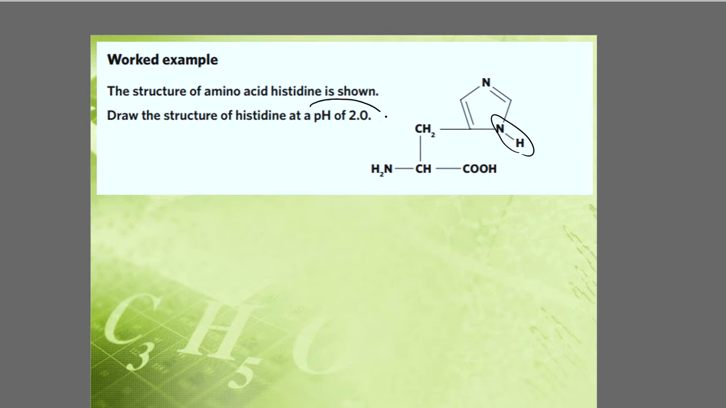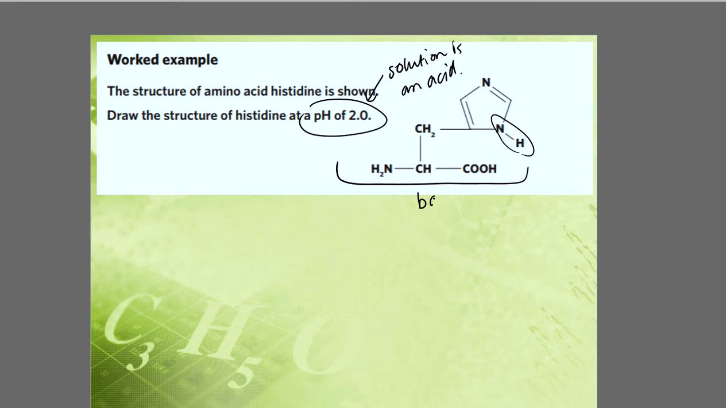So at a pH of 2, we know the solution is an acid. So what will happen therefore? What will this behave as? It's going to behave as a base. I'll pause the video and I want you to draw what that would look like. All right, so I'm going to draw the easiest way to tackle these.